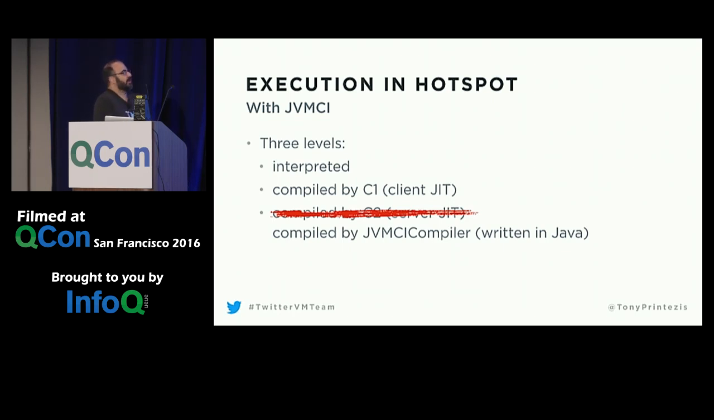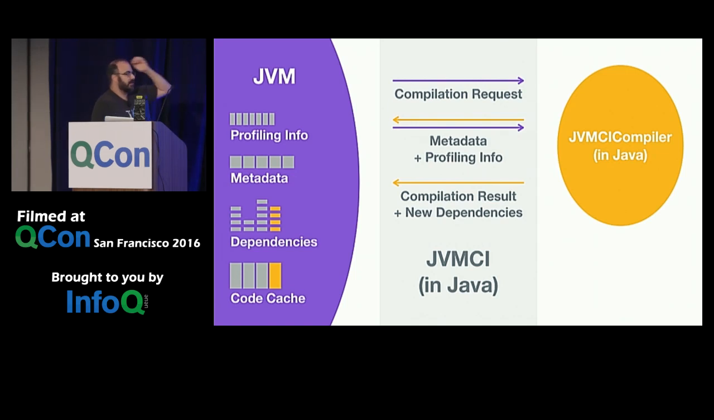So how does this work with JVMCI? When you enable JVMCI, the JVMCI compiler, which is written in Java and implements the interface JVMCICompiler, replaces the server compiler. And JVMCI, the interface, defines the interaction between the compiler written in Java and the VM, and does so in Java.